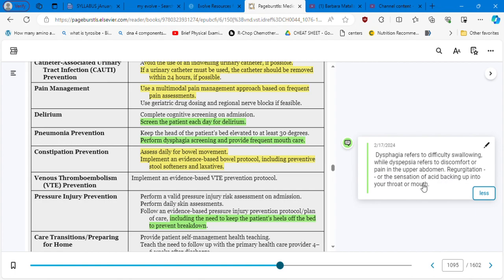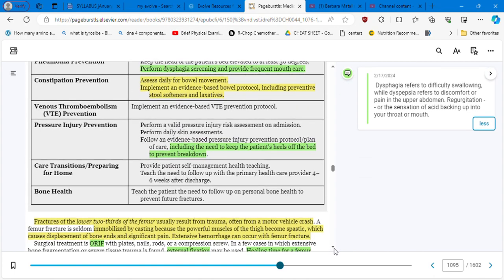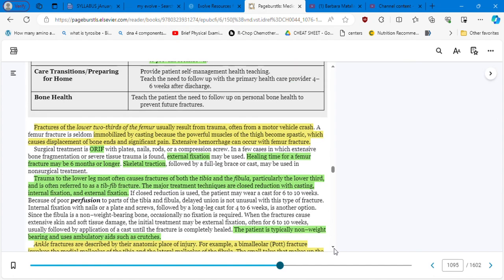Regurgitation is the sensation of acid backing up into your throat or mouth. So I wanted to include regurgitation just in case, because these are the three terms that I find students usually get confused: dyspepsia, dysphagia, regurgitation. Okay, so also venous thromboembolism prevention, all the nursing care and interventions to prevent those.